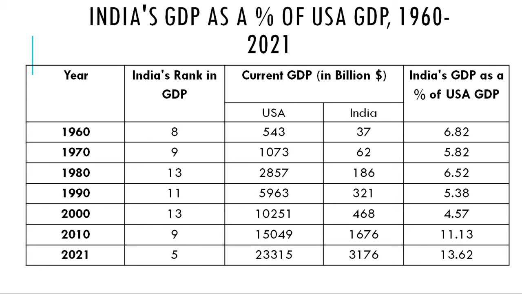From 2000 onwards, you can see the positive trend. For example, from 2010 our share has gone to 11%, and in 2021 it is 13-14%. This means India's GDP is almost about 1/6 of America's GDP. If you want to become America, you have to move to 1/6, then 1/5, then half, and then one. It is such a long journey we all have to aspire to, to become the first highly ranked country in terms of current GDP.